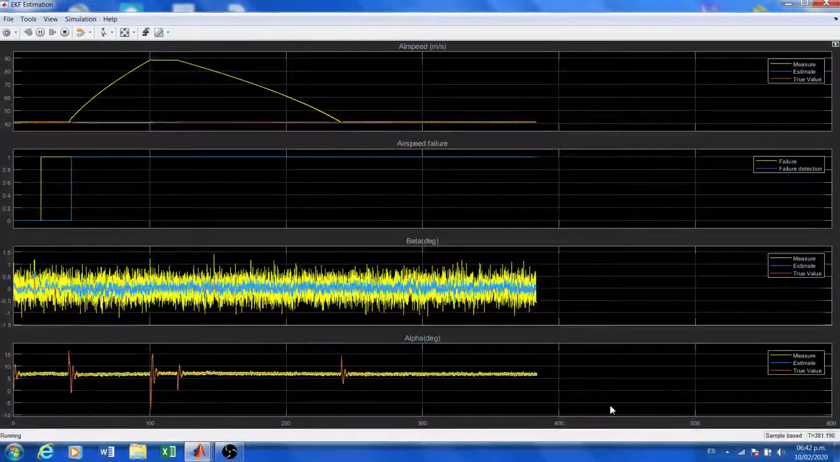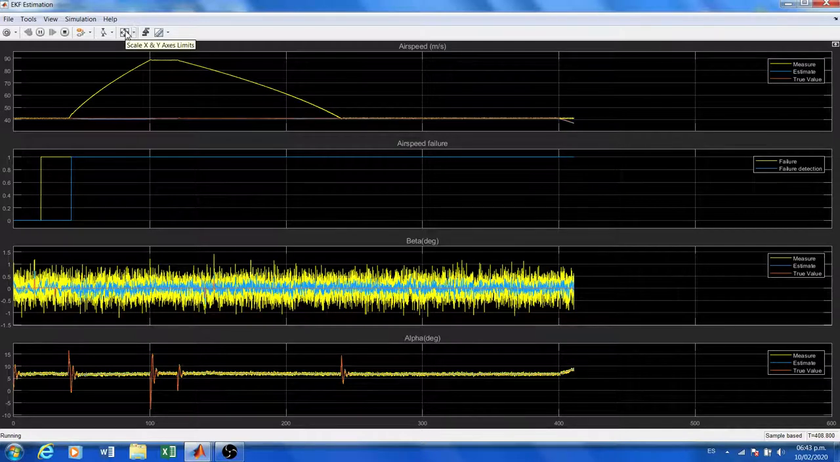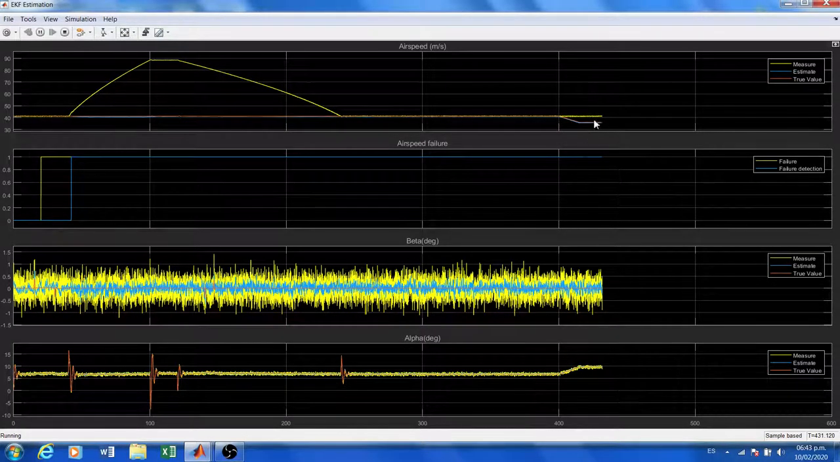Okay, let's go and see the estimation. Very slow. Here the aircraft is going to decelerate, so there will be a drop here in the airspeed. And look at the measurement. Let's zoom. The measurement is wrong during the deceleration. The pitot is measuring the same speed and not the deceleration of the aircraft. But the estimation is following the true value, as you can see here in the video. In this graph, look, here in this region.